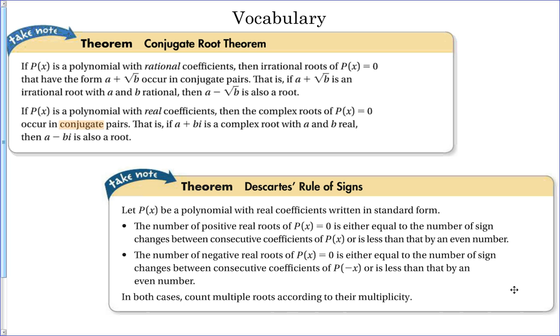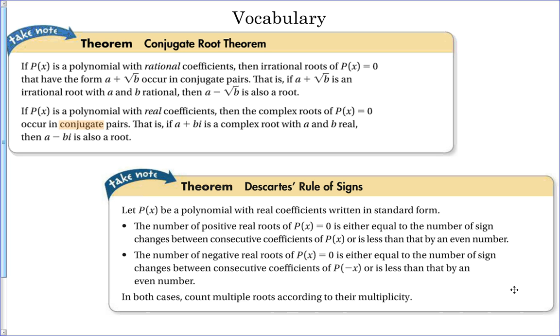And also, if p of x is a polynomial with real coefficients, then the complex roots of p of x equals 0 occur in conjugate pairs also. That is, if a plus bi is a complex root and a and b are real, then a minus bi is also a root. We'll get into an example of that in a minute if that's kind of confusing.